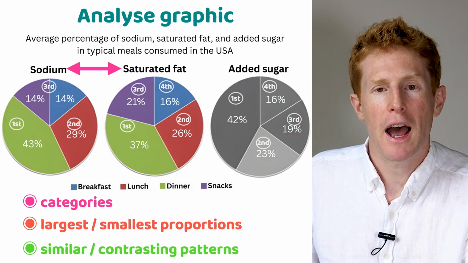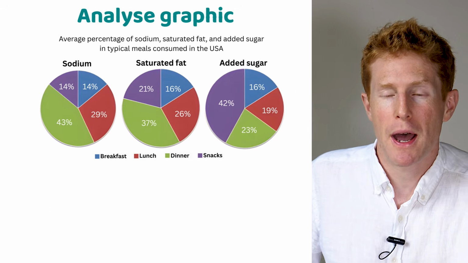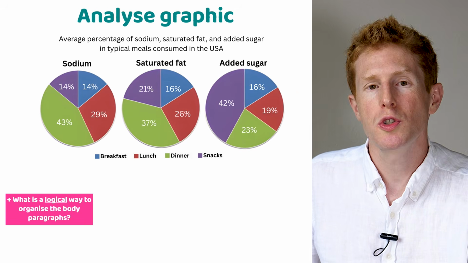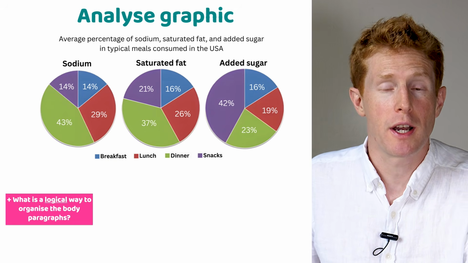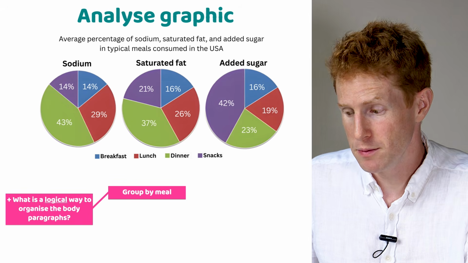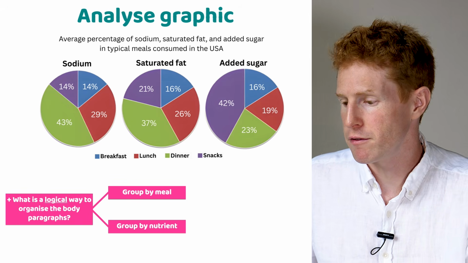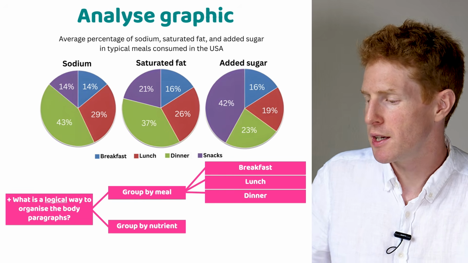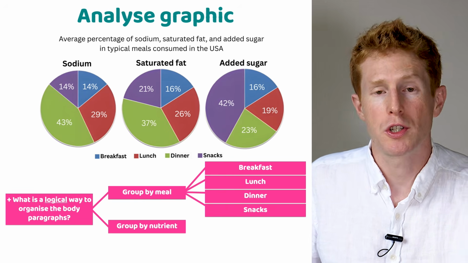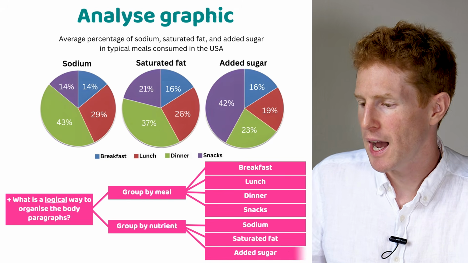Sodium and saturated fat actually follows a very similar pattern, so I'd make a point of mentioning that in my answer. The final thing I'll do while I'm analyzing the graphic is to think about logical ways to organize the body paragraphs. So what are the logical ways we could organize our answer? Perhaps by meal, or perhaps by nutrient. And if we organize our answer by meal, we'd have, for example, a paragraph about breakfast, one about lunch, another about dinner, and then one about snacks. If we were to look at nutrients, we'd have a paragraph about sodium, then saturated fat, and then added sugar.